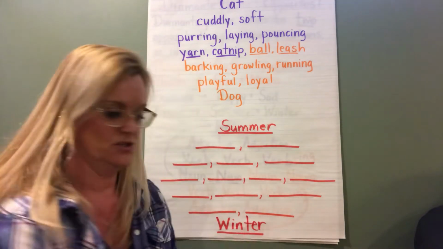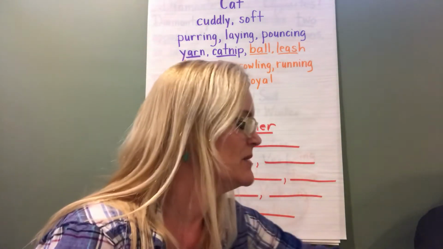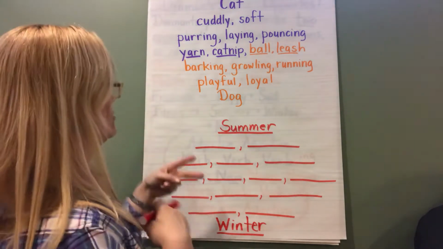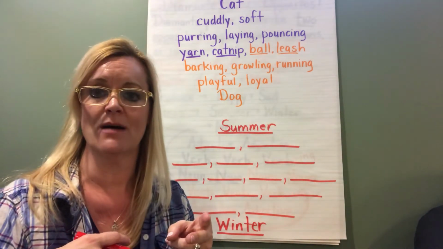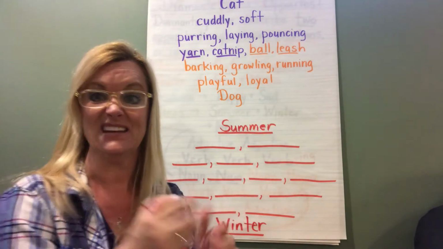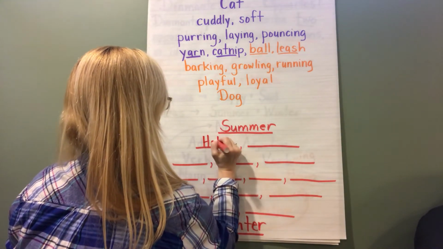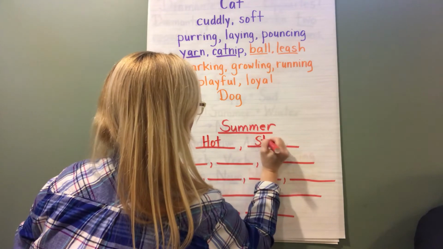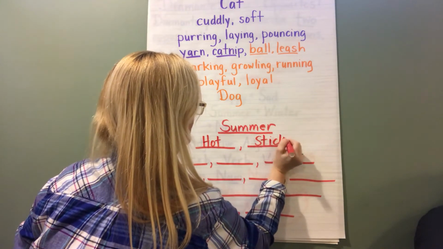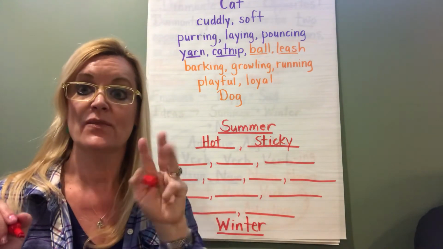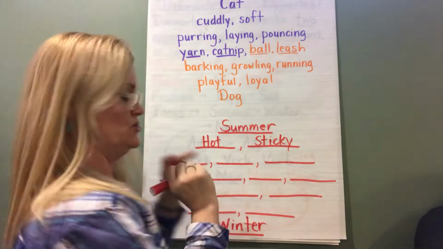And then winter. So I'm going to start, I'm going to use opposite colored markers. So let's start with summer. So when I think of 2 describing words for summer, I think of hot and sticky. Then I need 3 verbs, 3 ing words.